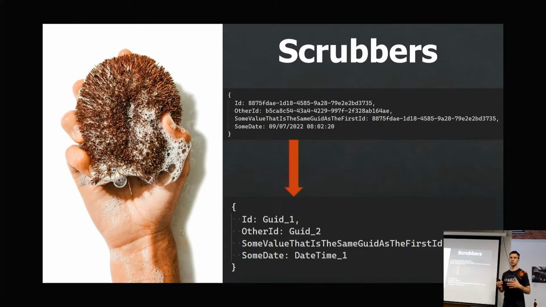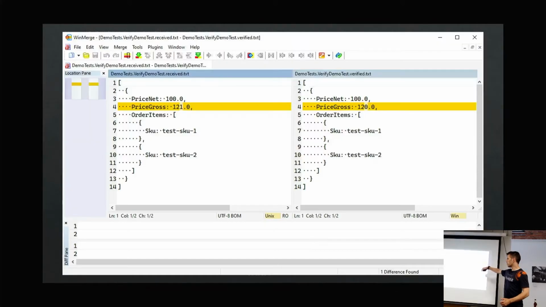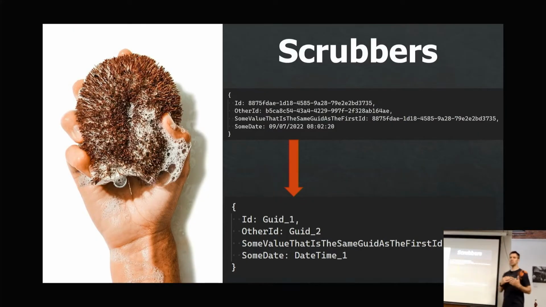Verify has lots of other concepts as well. There's one called Scrubbers. So if we look at the top, this JSON here, and if we go back actually, so that's like the JSON on the left. Sometimes in tests you might have GUIDs, or you might have date times, and that's going to be different on each test run. It might change.